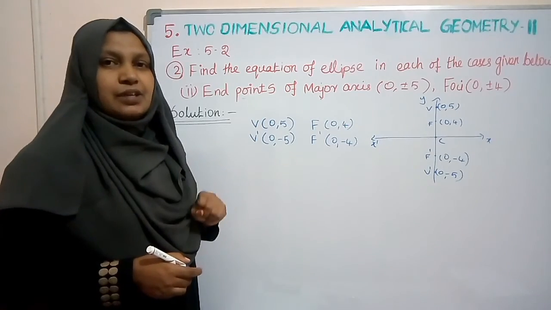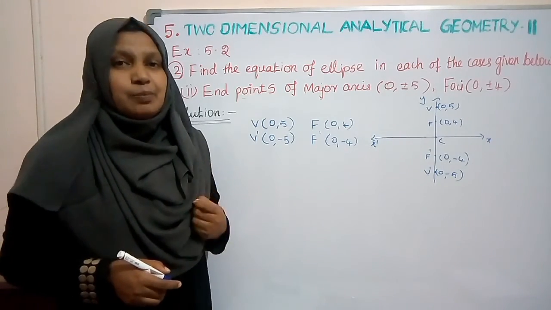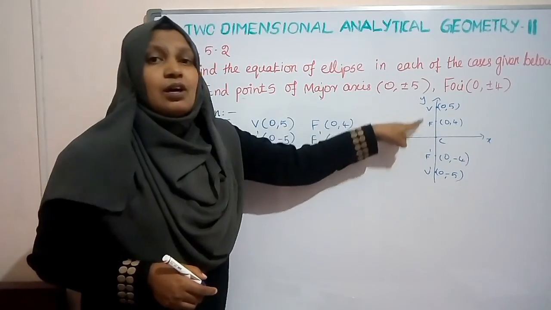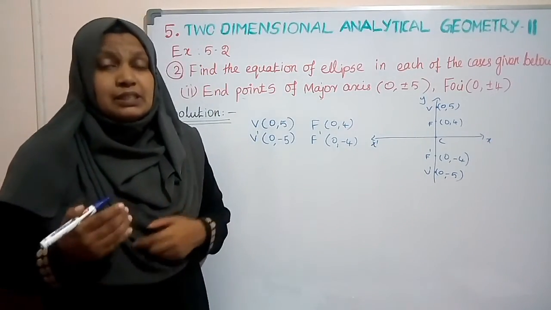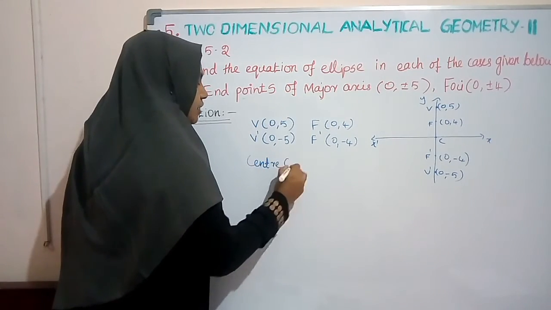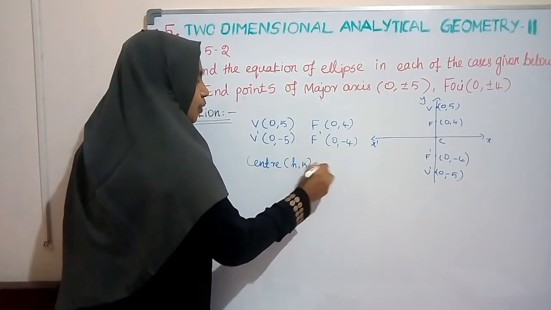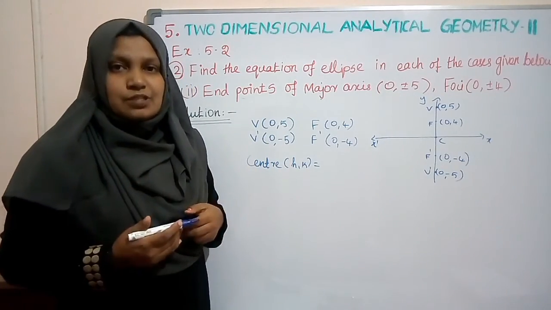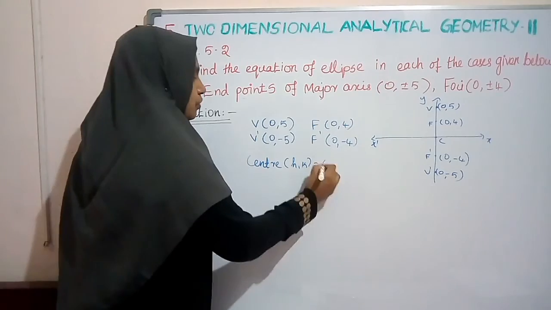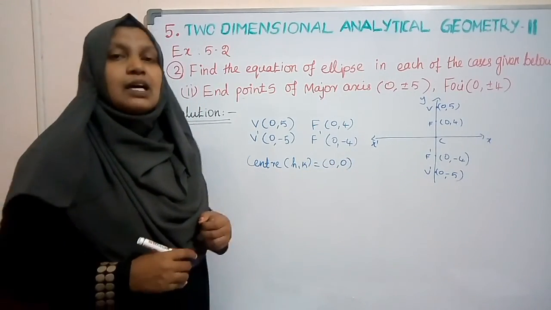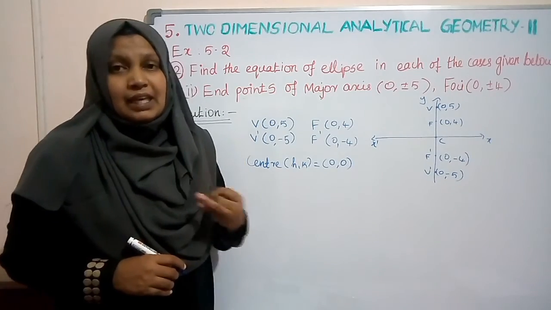And to find the center we can find the midpoint of the vertices or the midpoint of foci. Both give the center. So here I am writing the center h, k is the midpoint of these 2 points. If you apply the formula (x1 plus x2) by 2 and (y1 plus y2) by 2, you will get the value of h, k as 0, 0. After that we need the value of a and b.